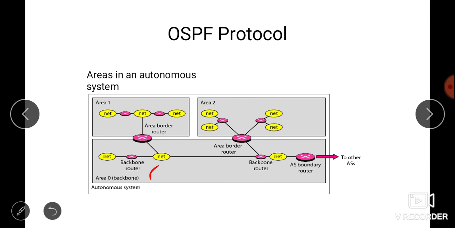Okay, if because of some problems the connectivity between a backbone and an area is broken, a virtual link between routers can be created by the administrator to allow continuity of the functions of the backbone as the primary area. Okay, so this is the OSPF protocol.